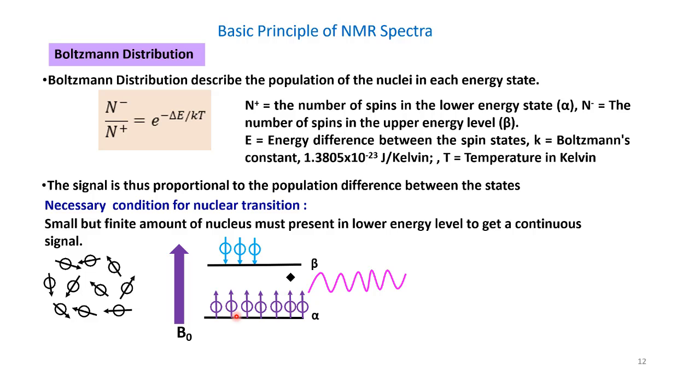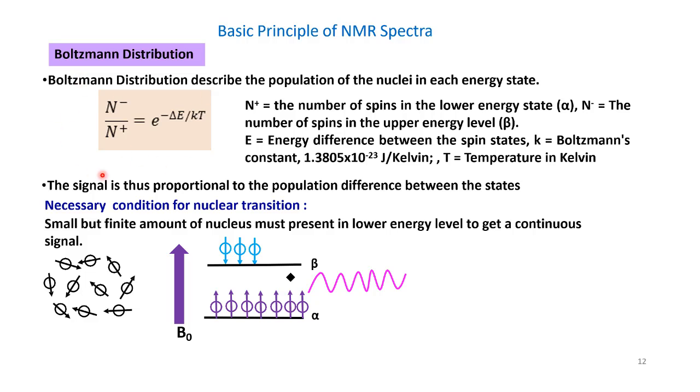So suppose n plus is the number of spins in the lower energy state, and n minus is the number of spins in the upper energy state. So the different nuclei are present at the alpha level and different ones are present at the beta level. So when the magnetic field is applied, some of those from the alpha will go to the beta, but not all will go.